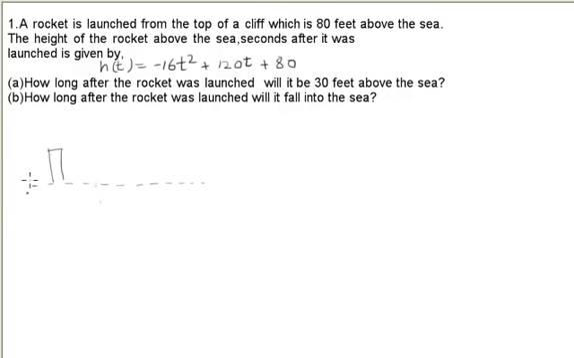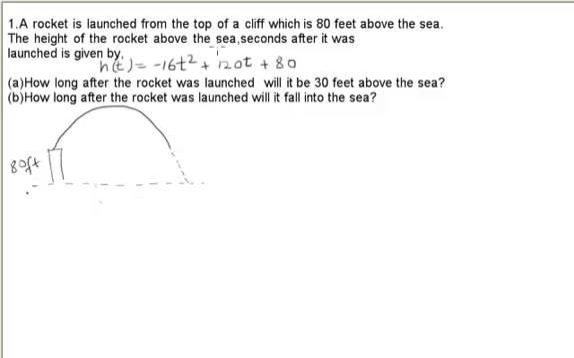Now we will look at some word problems on quadratic equations. A rocket is launched from the top of a cliff which is 80 feet above the sea. This height of the cliff is given as 80 feet. A rocket is launched from here. It follows the trajectory. It comes down somewhere over here.